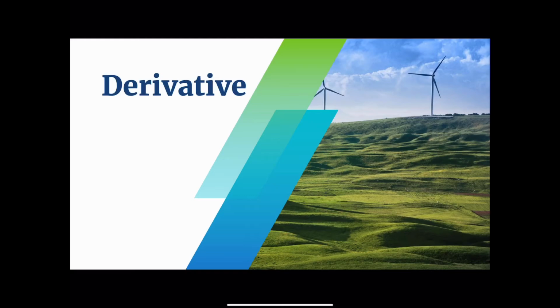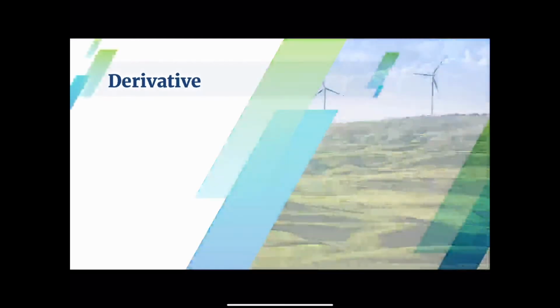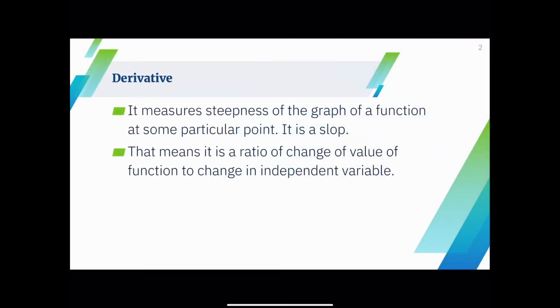In this video, we will learn about derivative. Derivative measures steepness of the graph of a function at some particular point. It's a slope. That means it's a ratio of change of value of function to change in independent variable.